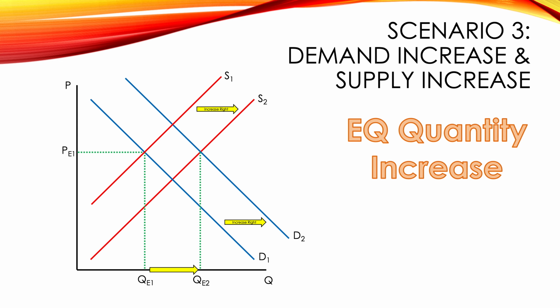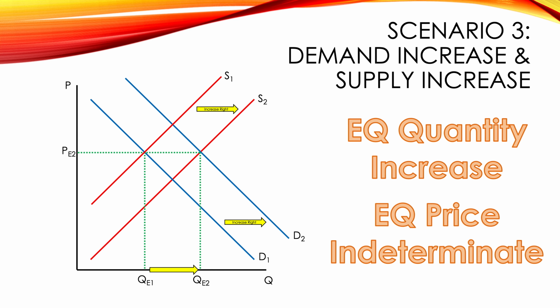Well, you can probably guess where we're headed here. The equilibrium price would be indeterminate. In this graph that you're looking at on the screen, it stayed the same as it was before, but again, unless you know the sizes of each shift, you can't say. It's indeterminate, or ambiguous, is something teachers say sometimes for this as well. So that's scenario 3.